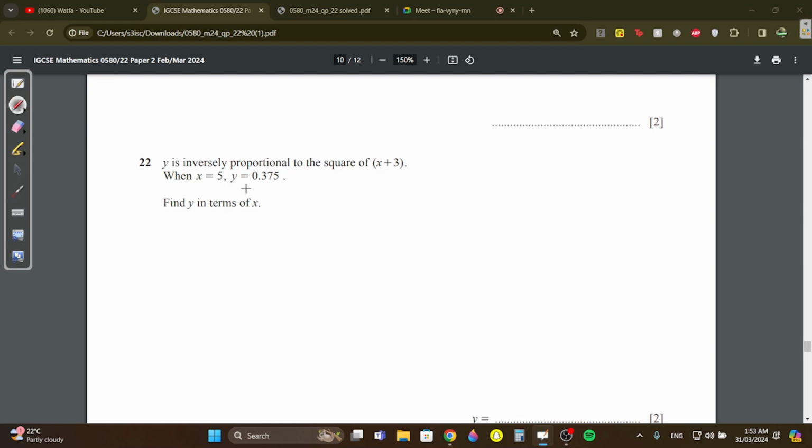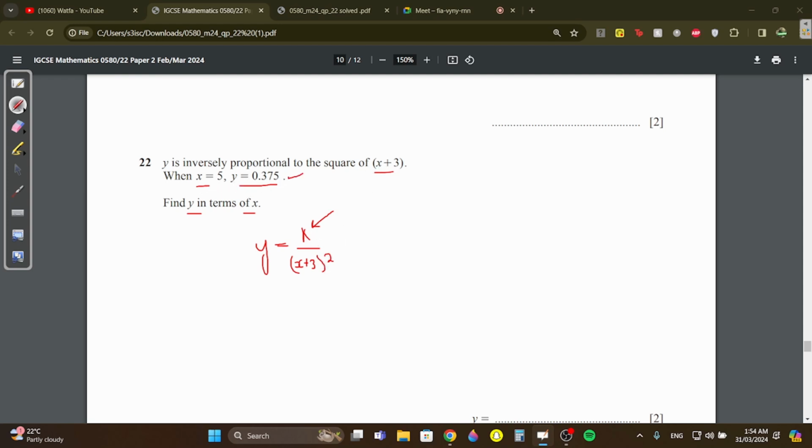Question 22. Y is inversely proportional to the square of x plus 3. When x equals 5, y equals 0.375. Find y in terms of x. Okay, so when we say y is inversely proportional to the square of x plus 3, that means y equals something divided by the square of x plus 3. This something we always put k. So in this case we say k over the square of x plus 3, so over x plus 3 squared.